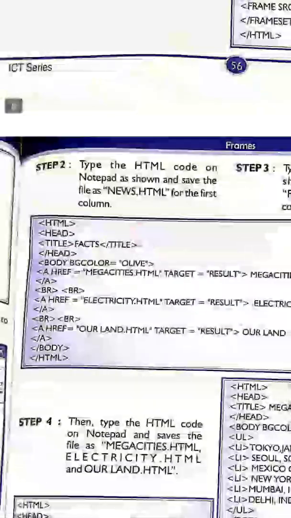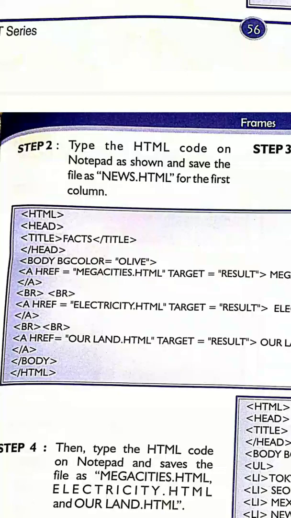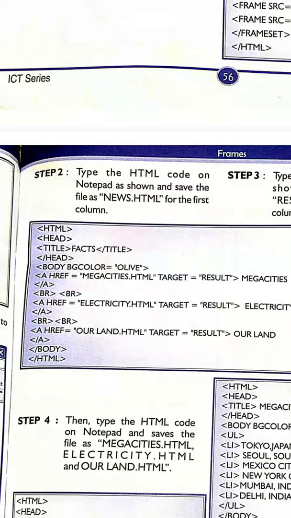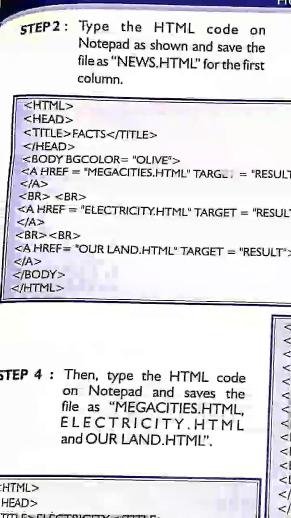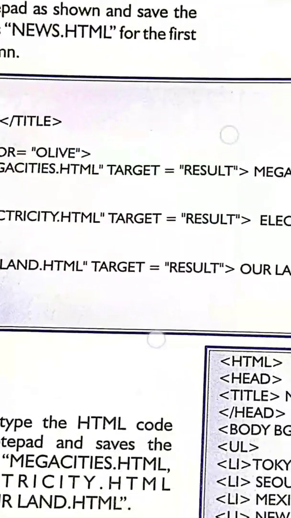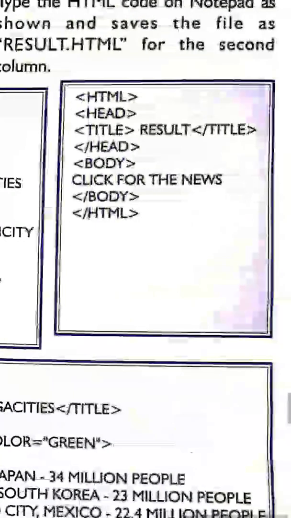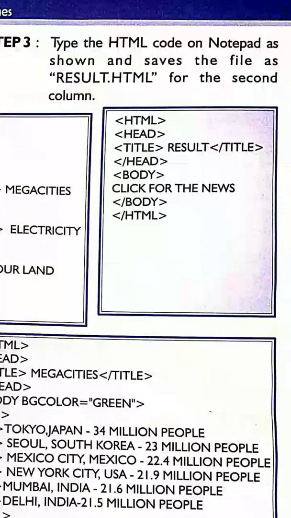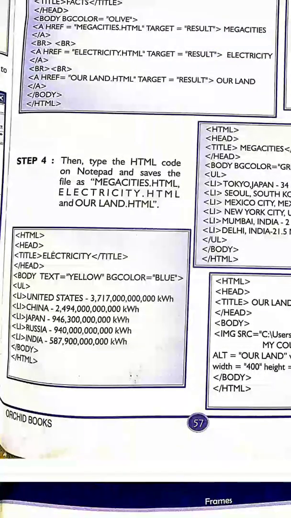Here you can see that they have created all the HTML. The news HTML is produced here, and this is the result page. They are using the anchor tag and target. The target attribute is used so that it will display the result of this HTML in the result section. First of all, the result section is given a message: click for the news. When you click on any item in the news section, it will display the result in the result section.